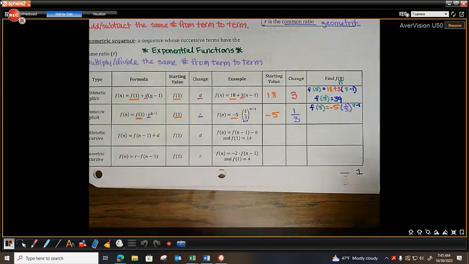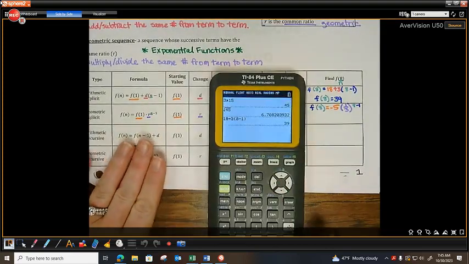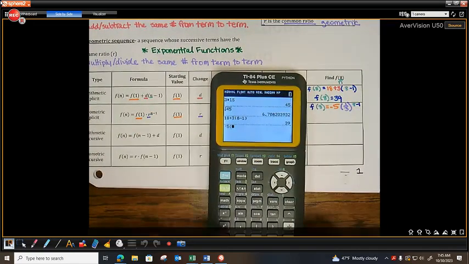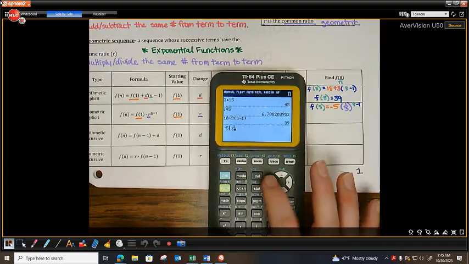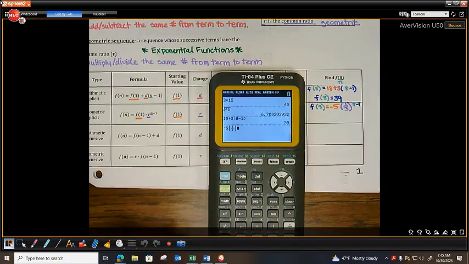Okay, let's put this in the calculator. Negative 5 parentheses. Do it as a fraction instead of a 1 divided by 3. Okay, do it as a 1/3 because that way when you get your answer it will pop up as a fraction instead of a decimal.